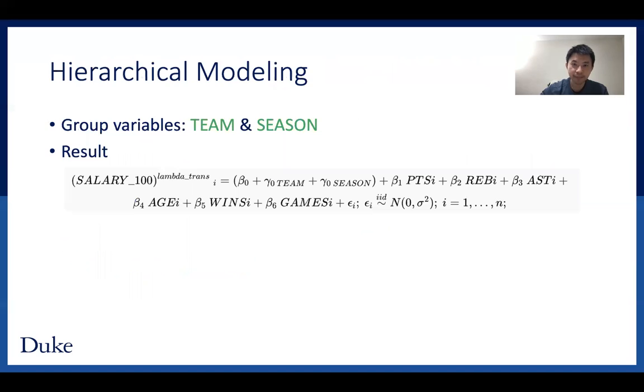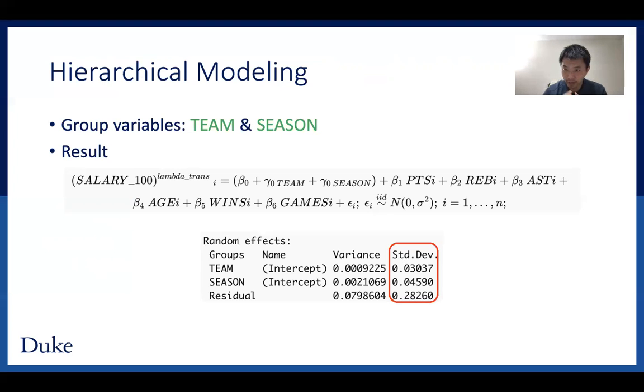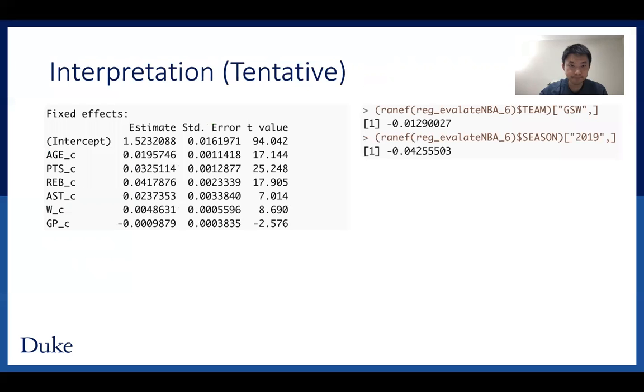And then we conducted a hierarchical model, and we have group variables, team and season. And after EDA and ANOVA tests, we conclude that we only need random intercepts for these group variables. However, we do acknowledge that this model still has room to improve because the residual is 3 to 4 times the combined team and season standard deviations.